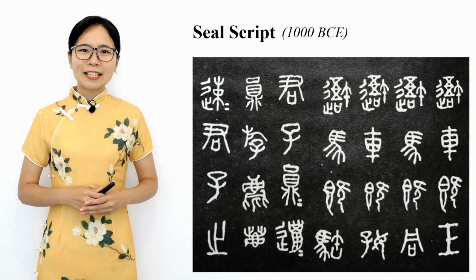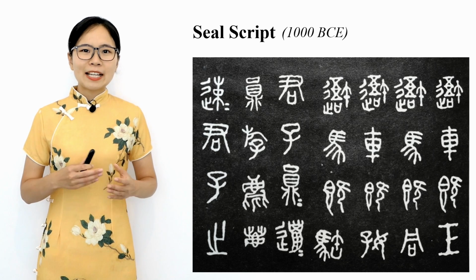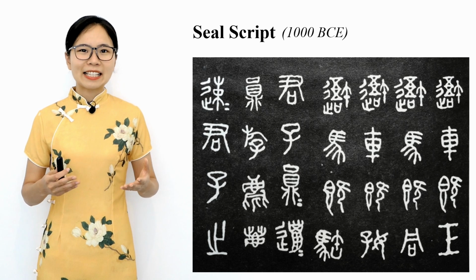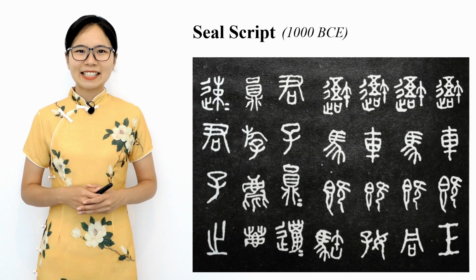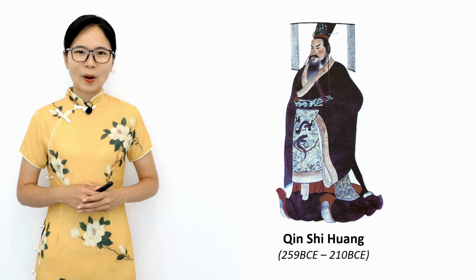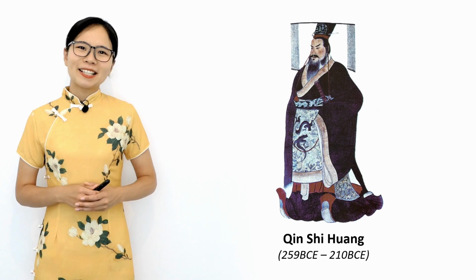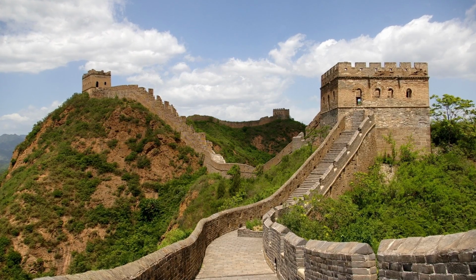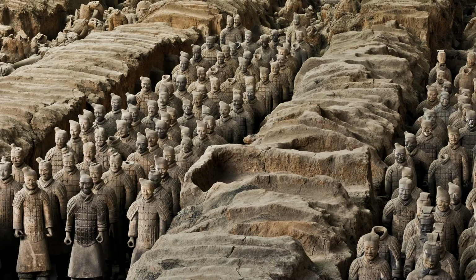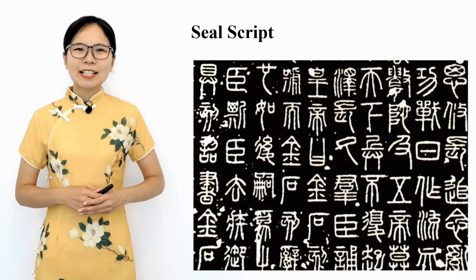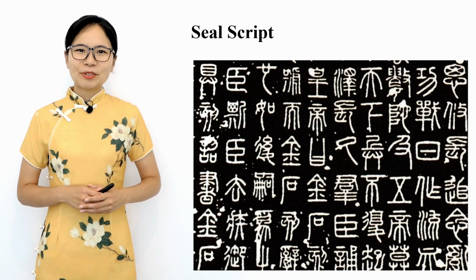Oracle bone script evolved into seal script. Seal script dates to the year 1000 BCE. There were several variants of seal script which were developed in the kingdoms that existed in China prior to the Qin dynasty. Seal script was simplified and standardized by Yishuang, the emperor of the Qin dynasty. You might not know his name, but he created the Great Wall of China, and the terracotta warriors were made for his tomb. The seal script standardized by Yishuang is known as small seal script.